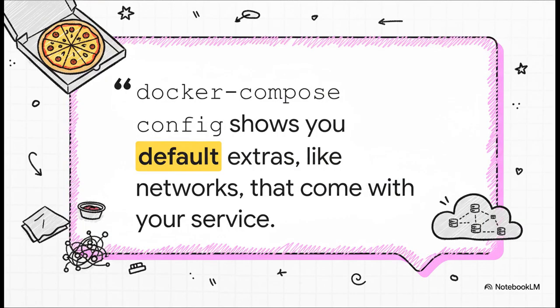You know, there's a great analogy for this. Running docker compose up is like ordering a pizza. You just ask for the pizza, but it automatically shows up with things like napkins or maybe some dipping sauce. You didn't ask for them, but they're included. And the docker compose config command, that's like peeking into the box to see all those free extras, like the default network Compose set up for you automatically.